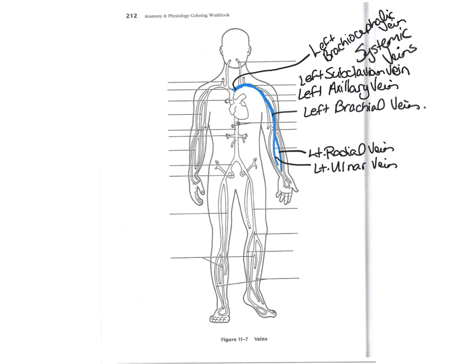So now we're going to see on the right side, it's identical to the left side. We have the radial and the ulnar veins draining into the brachial vein draining into the axillary vein, the axillary vein draining into the subclavian vein, and the subclavian vein draining into the brachiocephalic vein. So you can go ahead and label all of those. Now, I am going to label the right brachiocephalic vein, which is right there.